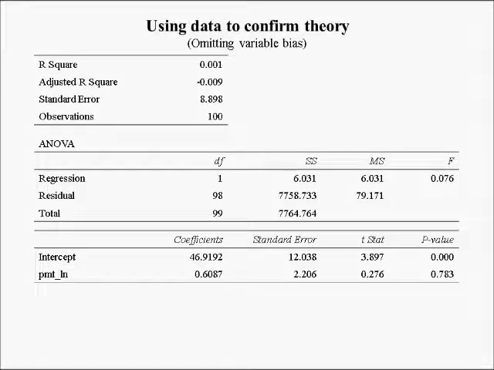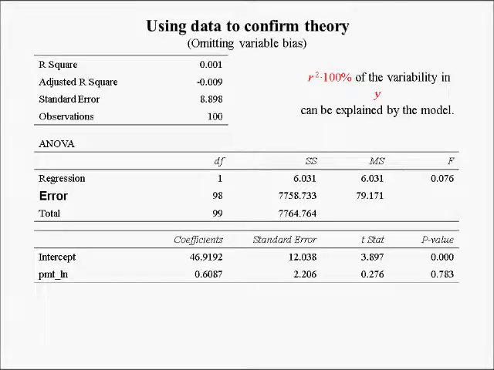I've used Excel to estimate a simple regression where the only right-hand side variable, the only independent variable included, is the payment in log form. Now, Excel uses residual instead of error here, and I think that can be confusing. So what I like to do is change it to error, estimated error. Residuals are estimated errors. And so the sum of squared errors is 7,758, where the sum of squares due to regression is 6.